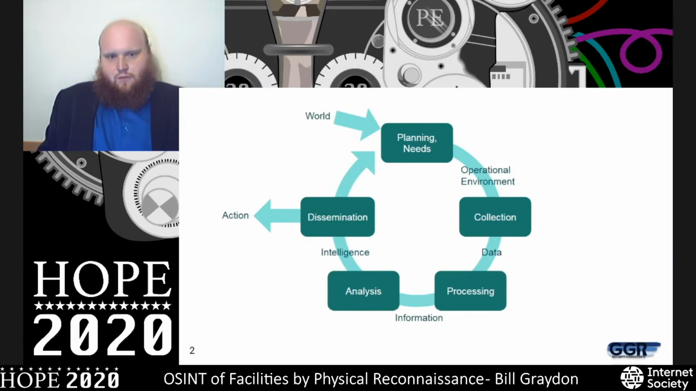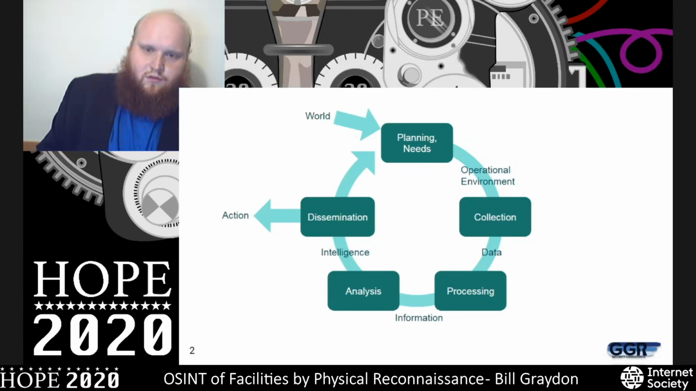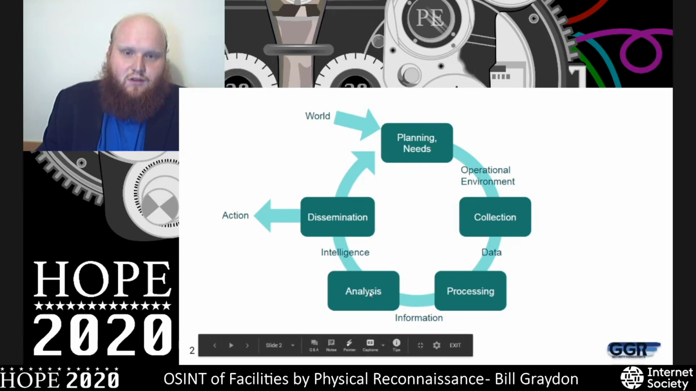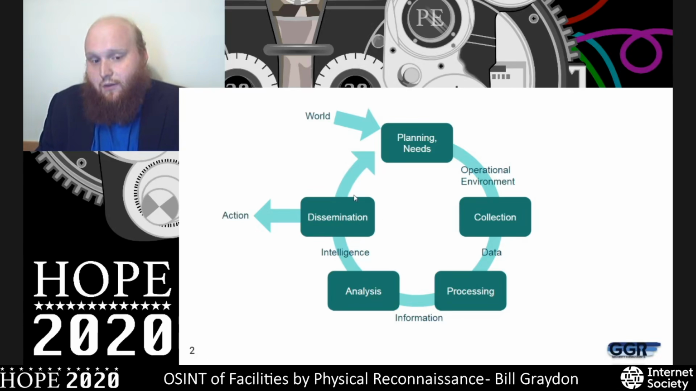To start off, we'll introduce some very basic intelligence doctrine. This is what's known as the intelligence cycle that you see on your screen here. And we start out with the entire world. We identify what our needs are, which produces our operational environment, from which we collect data, process it into information, and then analyze it into intelligence. Once we have this intelligence, sometimes it identifies something else that we need, and the cycle starts over, and it ends when we take action based on that.